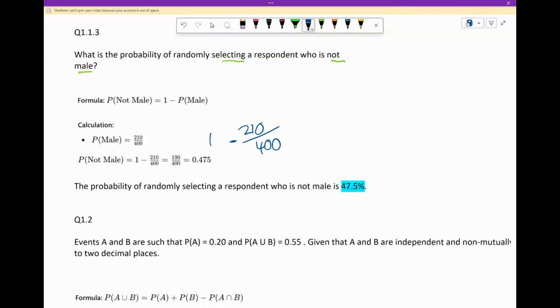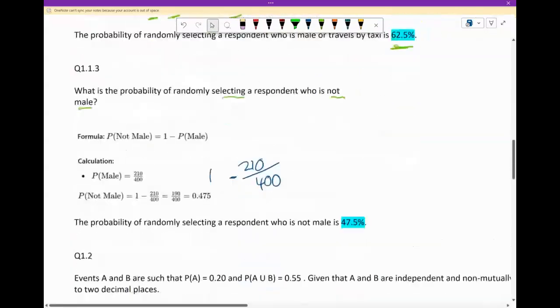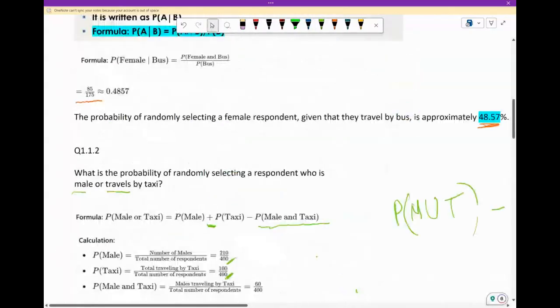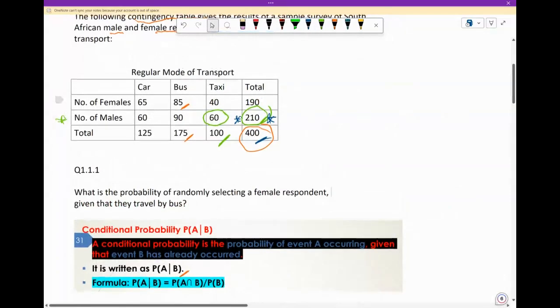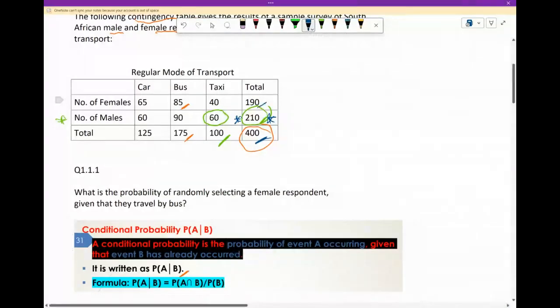Why don't we take the 190? Yes, we can do that. Just take the 190. We actually can. Basically that's females, because that would cover all of the not male. But do you know why it's easy in this question to do that? It's easy because we only have two, we only have females and we have males. Remember the example we had?